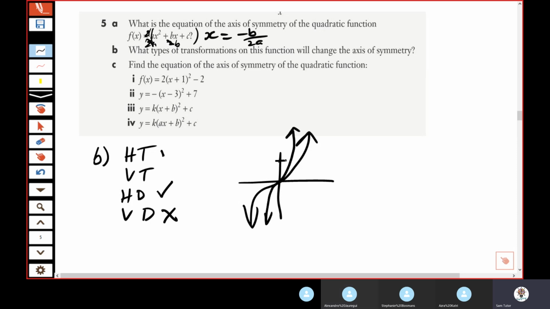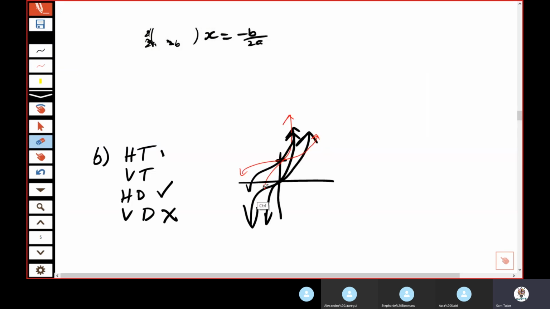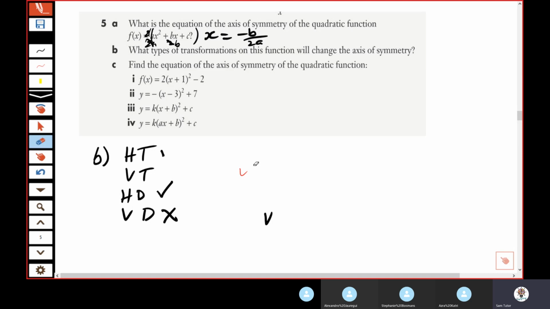So if it was at 1 and you're timesing it by 3, so if the original was like this, your faster one would look like this. I think you get the idea. And then slower will be like that. But it's definitely not being moved. Okay, that's cool. So vertical dilation, definitely no.